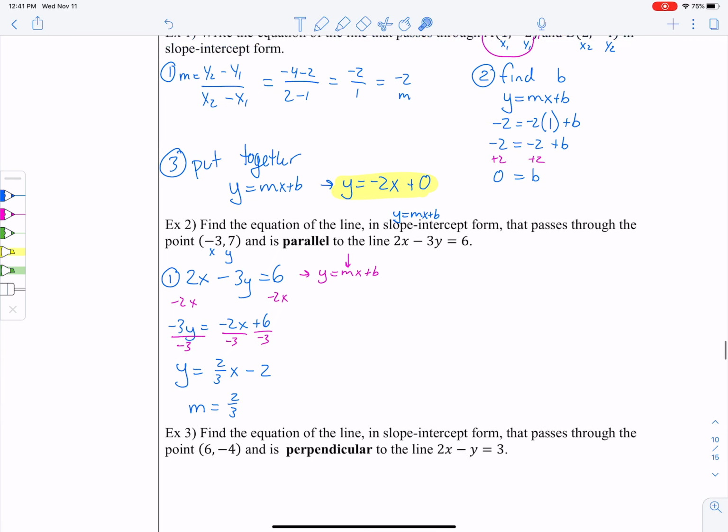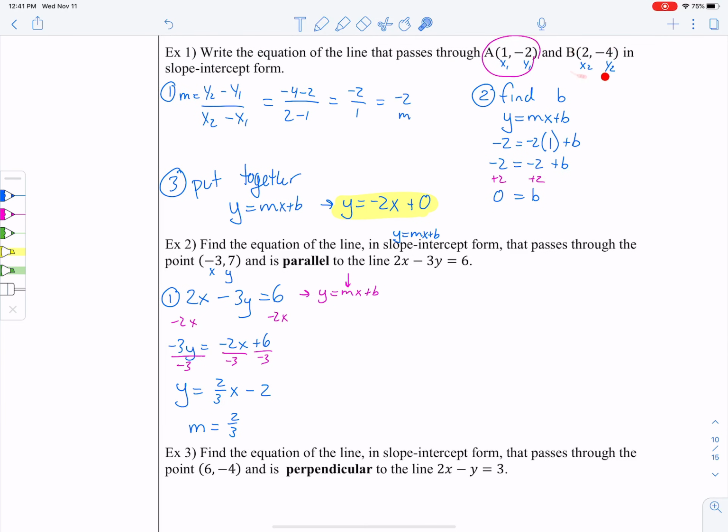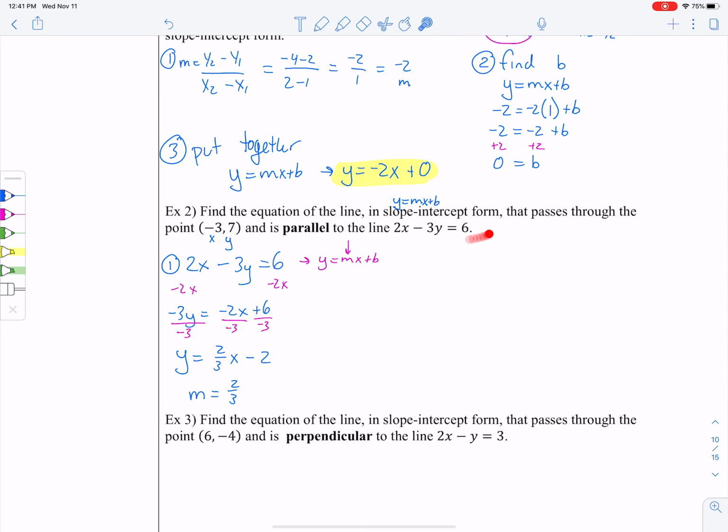Okay, so here, because they gave us 2 points, we found slope using our slope formula. Here they gave us the equation of a line and said it's parallel to that line, so we changed it to y = mx + b and then pulled out the slope. For step 2 now, it wants it going through this point. So that means that whatever we found here as a b is not accurate. We cannot use it. We have to calculate a new b using this point.